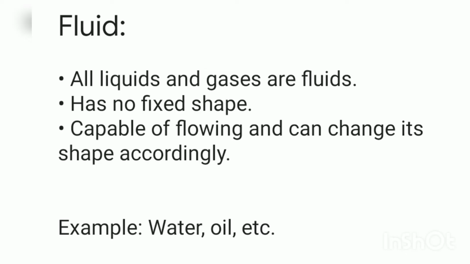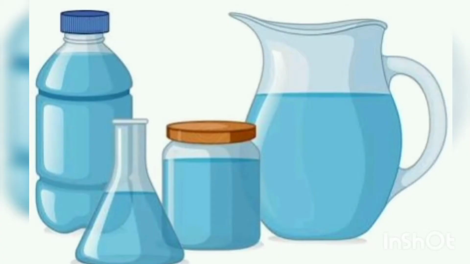A fluid has no fixed shape and is capable of flowing and changing its shape accordingly. These are the conditions under which a substance acts as a fluid. Water, oil and gases are examples of fluids. Here is the example for the third point of the previous slide. Here, water is filled in a bottle, beaker, container and a jug. The shape of the water changes according to the container.